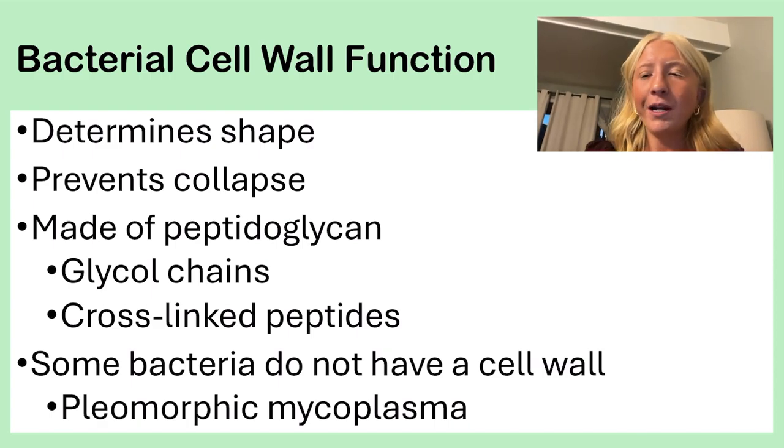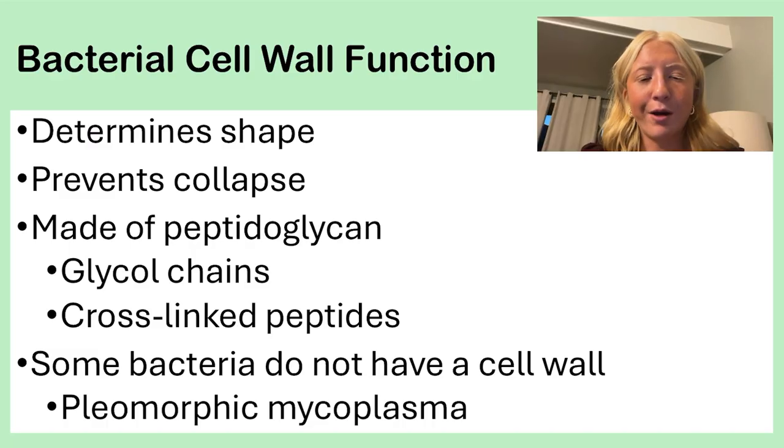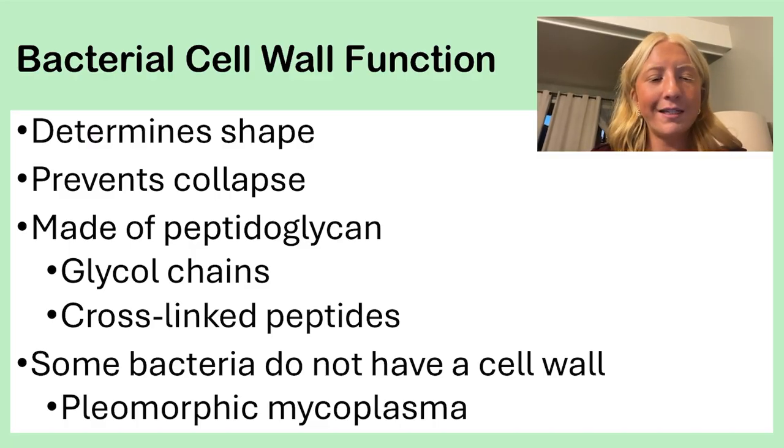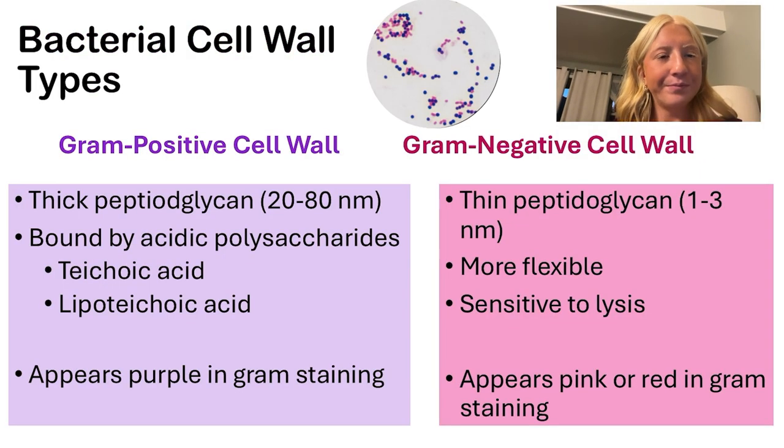A common example of bacteria that doesn't have a cell wall, so sometimes they don't have a cell wall, not always, is pleomorphic mycoplasma. You've heard of myco or walking pneumonia. This is an example of this bacteria. It gets into your lungs and causes them to get sick, giving them mycoplasma or walking pneumonia.